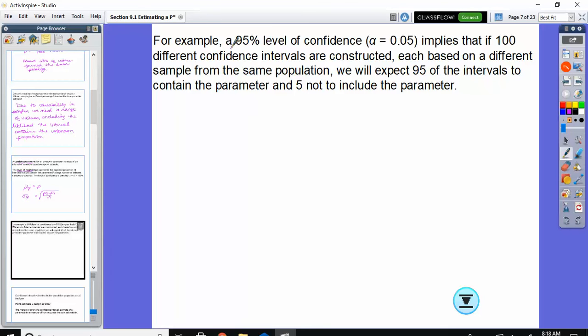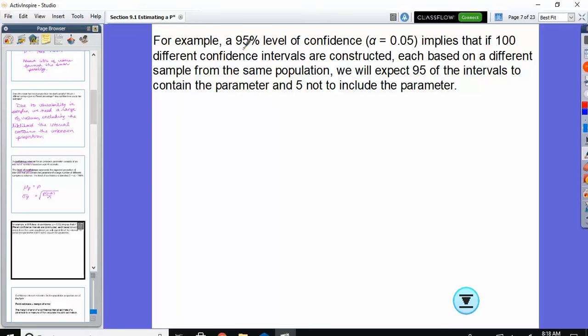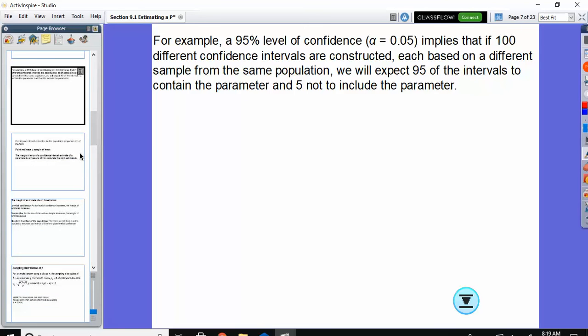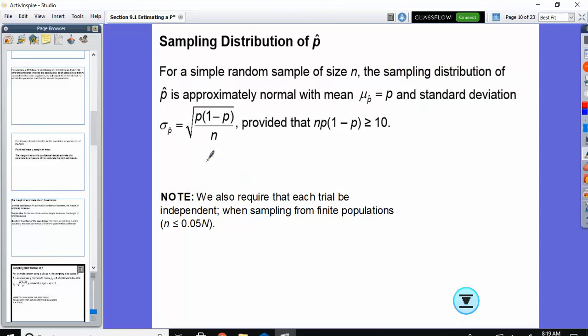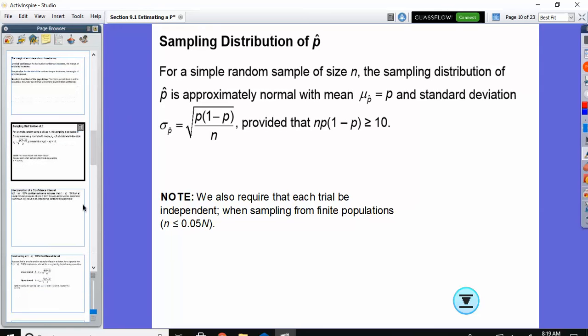In other words, in interpretation, if I said a 95% level of confidence, that would mean that if I made 100 different confidence intervals, 95 of them would include our given value, 5 would not. So it's kind of telling you, if I repeated this over and over again, how many times would the true value fall in my interval? It would be there 95 times out of 100. So we'll do this by our point estimate plus and minus the margin of error, which is what was given on your formula sheet. We have to meet all the requirements for p hat that we've had before.